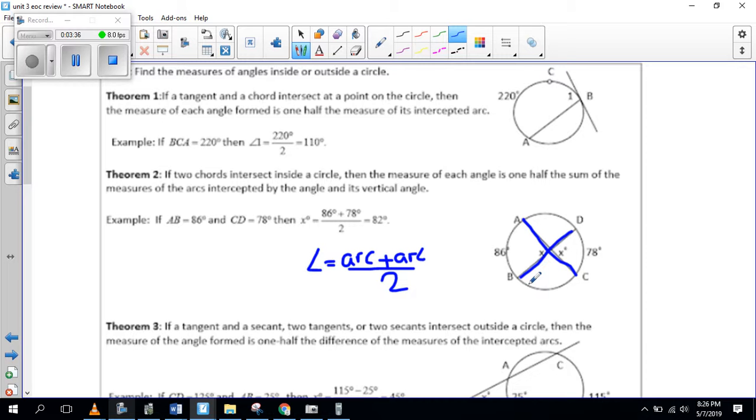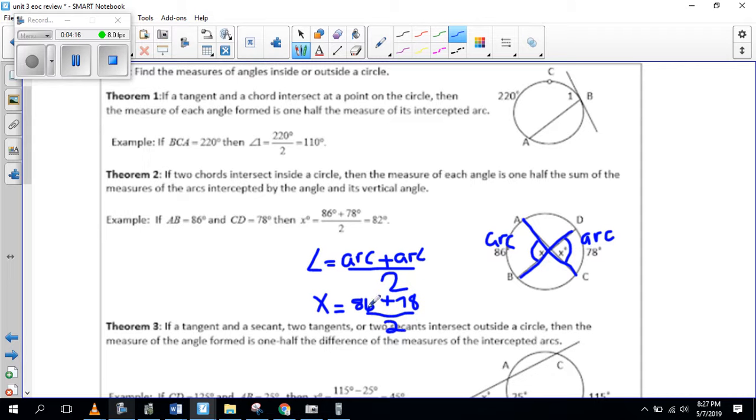So all we have to do is find the arcs. We have an arc here of 86. We have an arc here of 78. Okay? So we're trying to find x. And x is going to be the same because these are called vertical angles. Remember, vertical angles are congruent. They make that x. So we're trying to find x here. So we do arc plus arc divided by 2. So 86 plus 78 divided by 2.